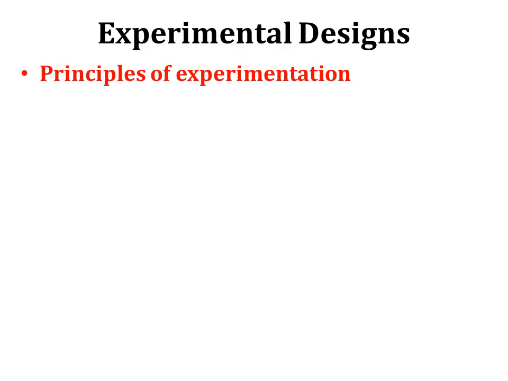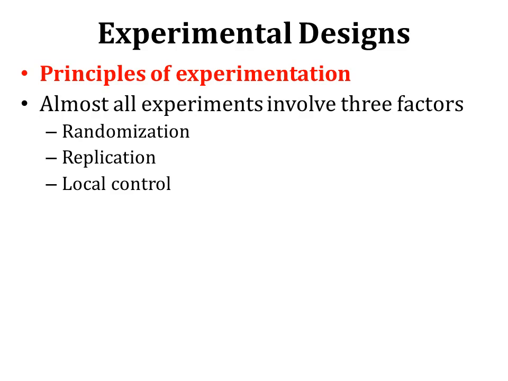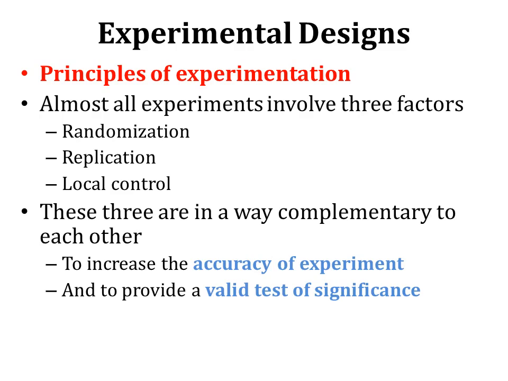And now we are going to discuss the principles of experimentation. Of course, when we are doing an experiment, we have to follow certain principles of experimentation. Almost all experiments involve three factors: randomization, replication, and local control.